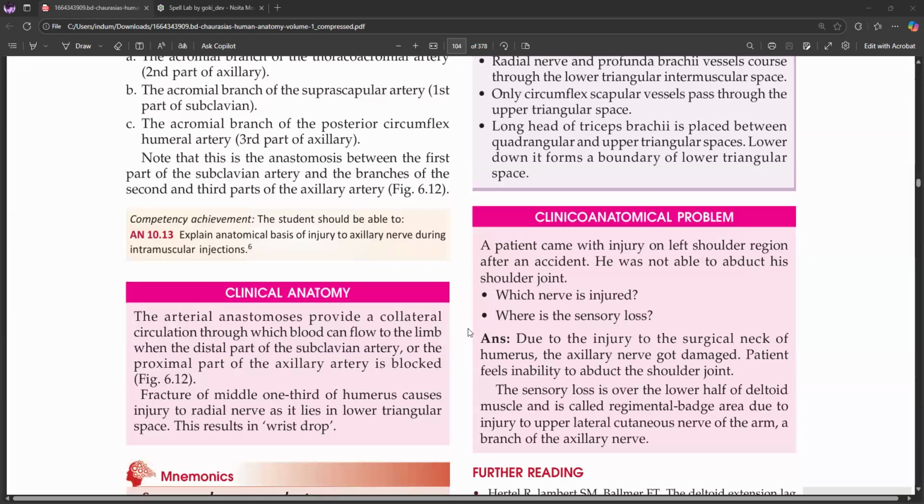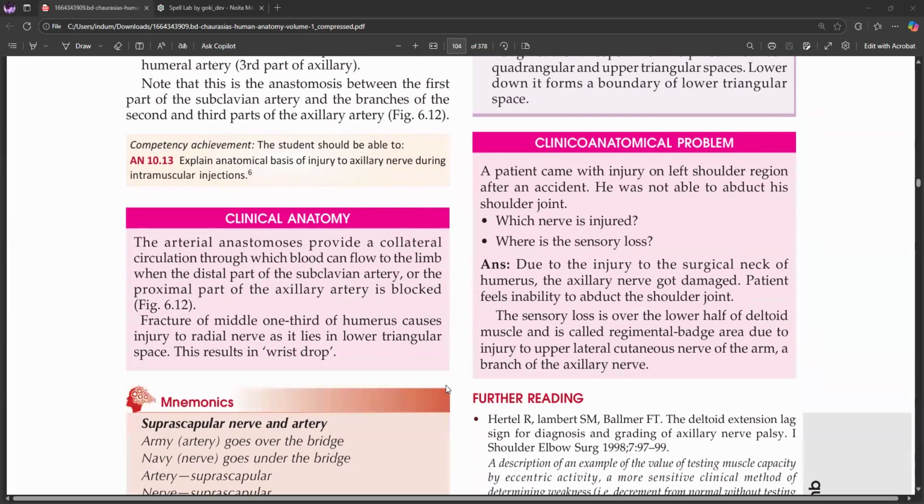Figure 6.12. Clinical anatomy. The arterial anastomoses provide a collateral circulation through which blood can flow to the limb when the distal part of the subclavian artery or the proximal part of the axillary artery is blocked. Fracture of the middle one-third of humerus causes injury to the radial nerve as it lies in the lower triangular space. This results in wrist drop.